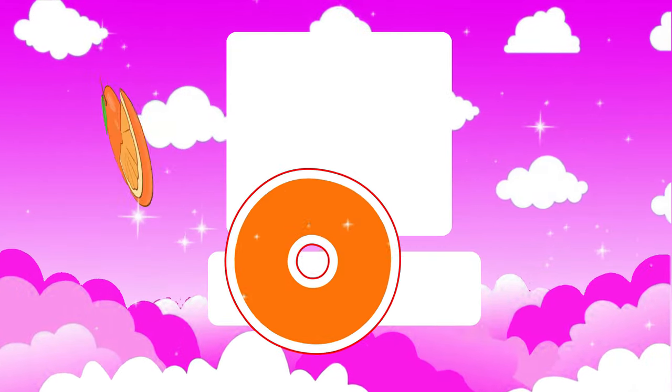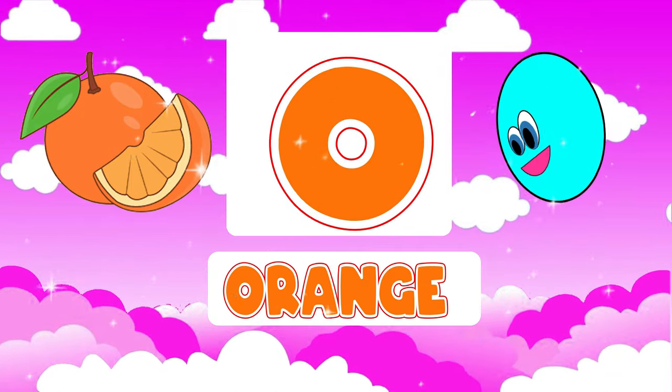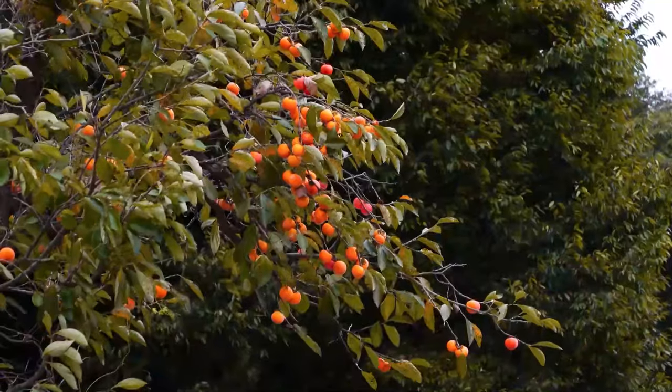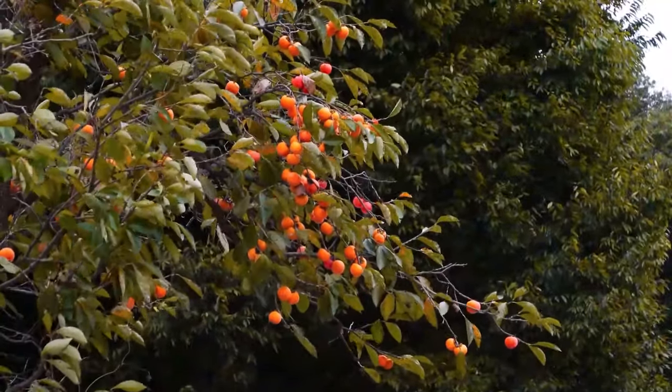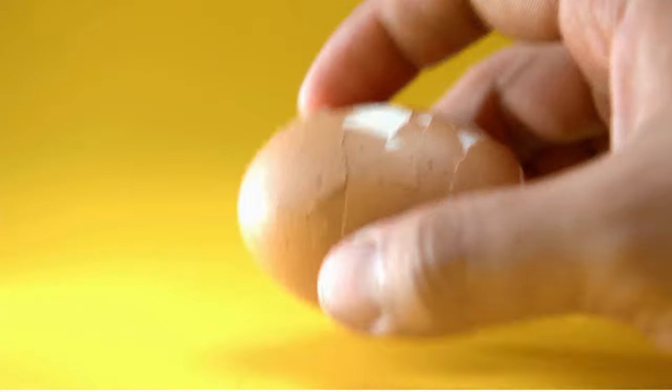O is for orange, o, o, orange. O is for oval, o, o, oval. O is for o, o, o, o, orange. O is for o, o, o, o, oval.